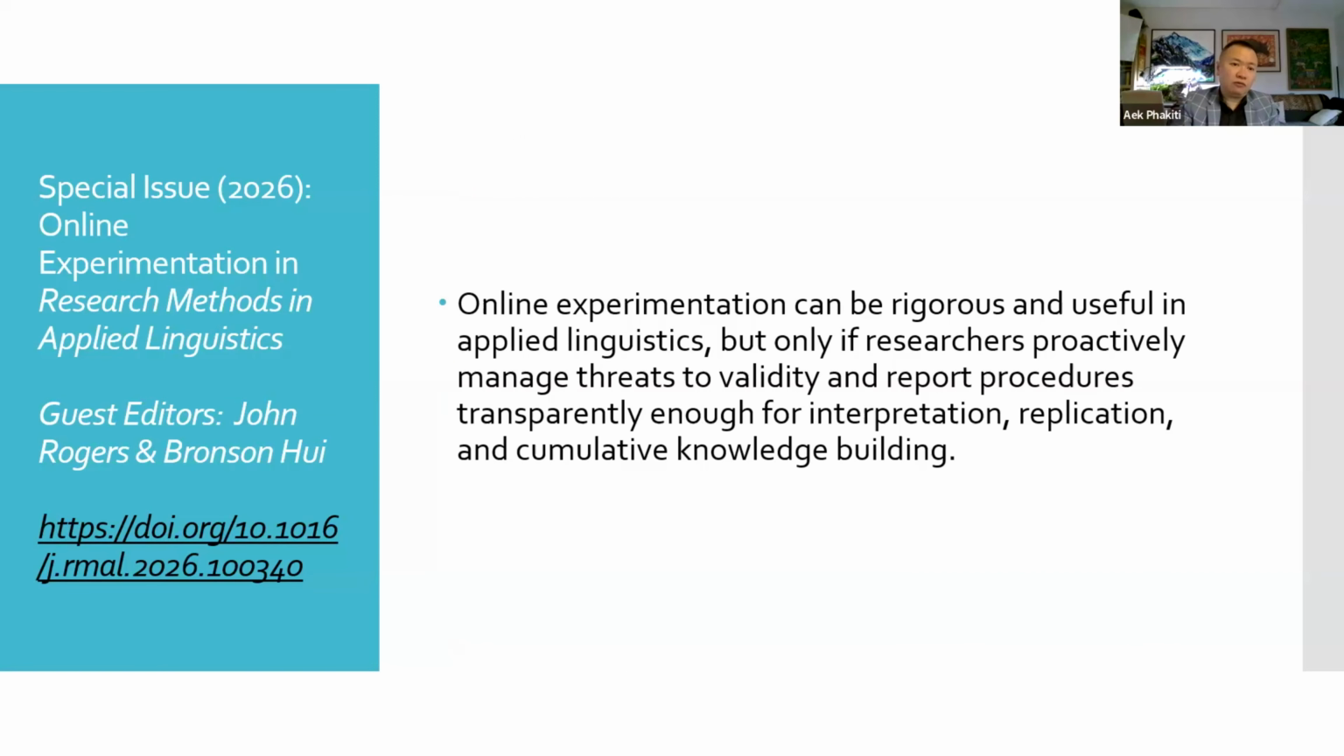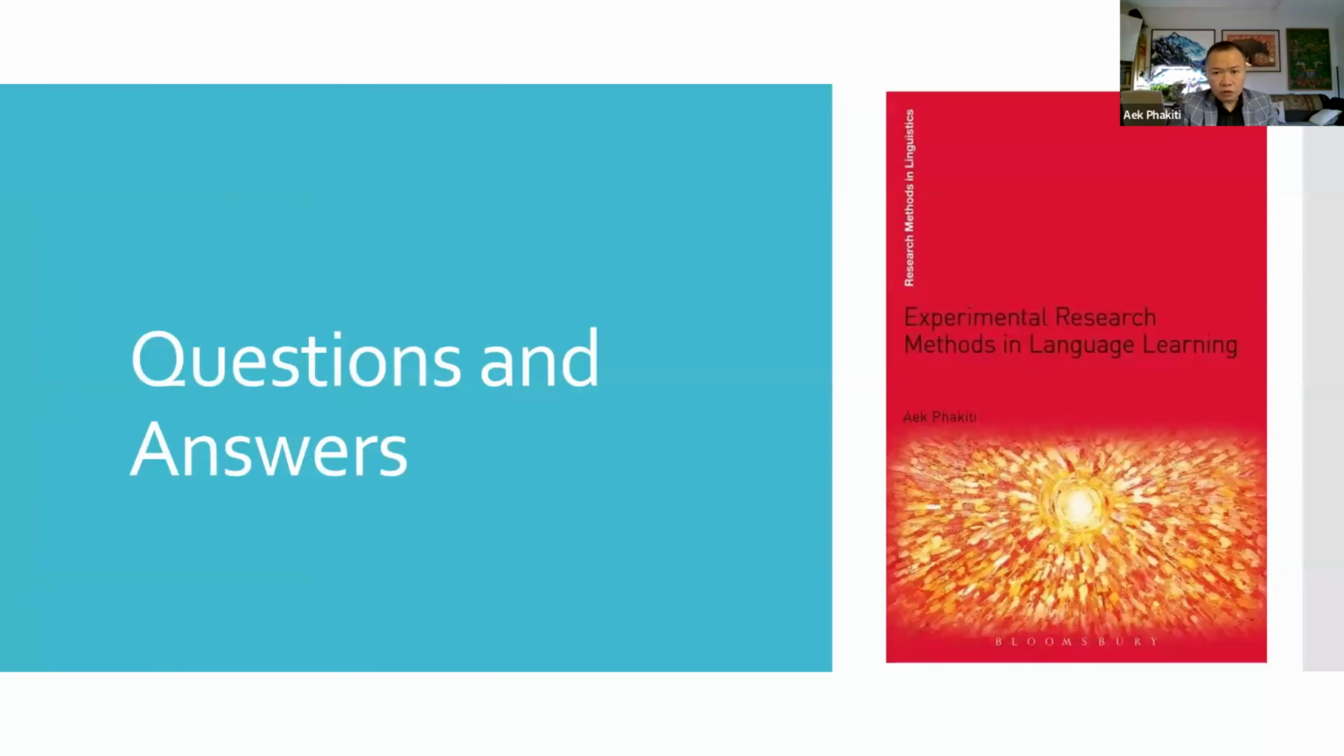But what we learned so far, if you read some of the articles, is they have a lot of discussion around online experimentation, that it could become more and more rigorous and useful for the field, but we really need to manage the threats to validity, and we need to make sure that it is transparent enough for people to understand the topic, and that they can have some knowledge around that. All right, so I think we have to stop.